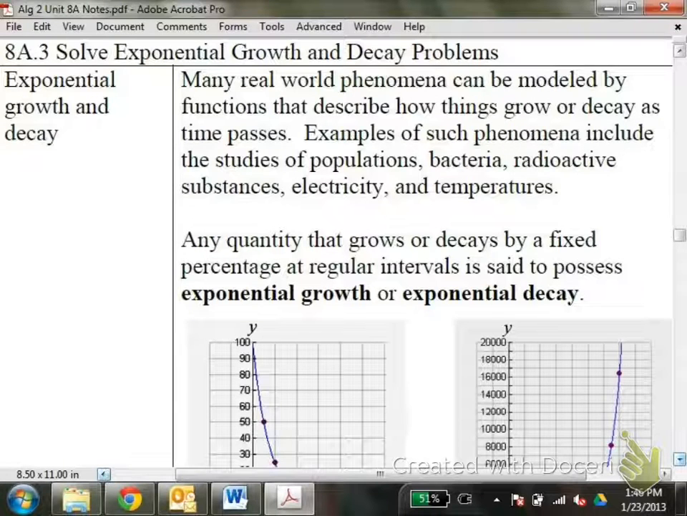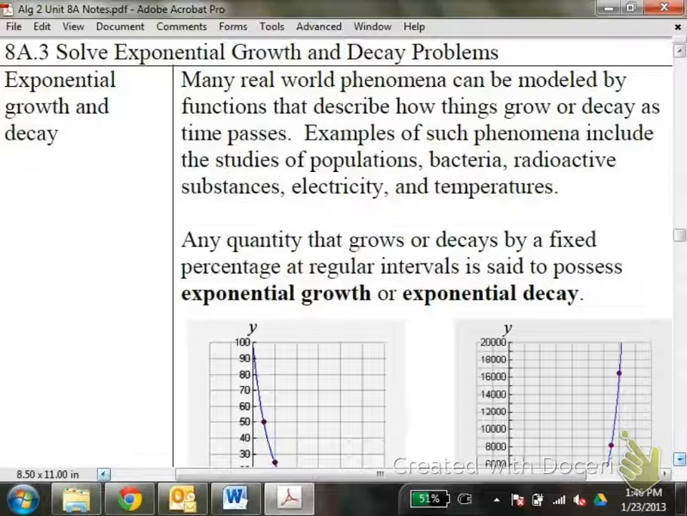Okay, so 8A.3 has to do with exponential growth and decay. And the reason why we put it with what we just did is because the graphs are all actually exactly the same. The cool thing about exponential growth and decay is that people actually use it in real life. So I'm just going to read this paragraph to you. You do not have to write it all down.